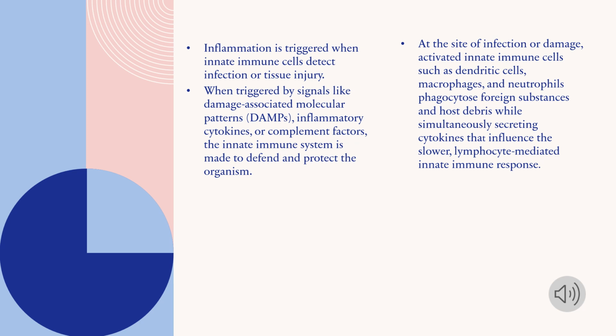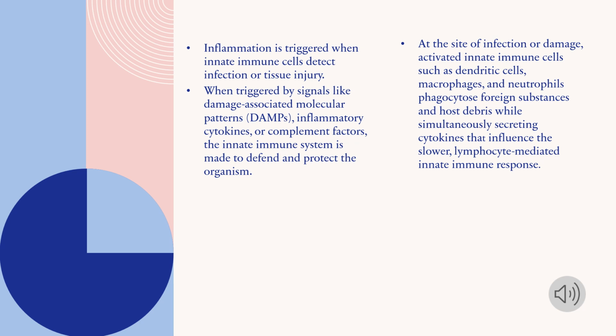Using a combination of cellular and molecular attacks, the innate immune system identifies the nature of a pathogen and responds with inflammation, phagocytosis, cytokine release, destruction by NK cells, and/or the complement system. Inflammation is triggered when innate immune cells detect infection or tissue injury. When triggered by signals like damage-associated molecular patterns, inflammatory cytokines, or complement factors, the innate immune system is made to defend and protect the organism.